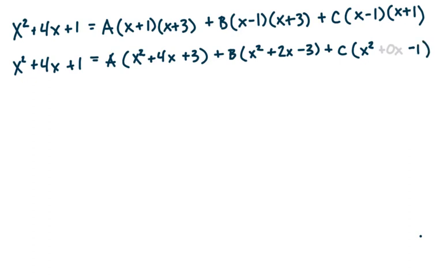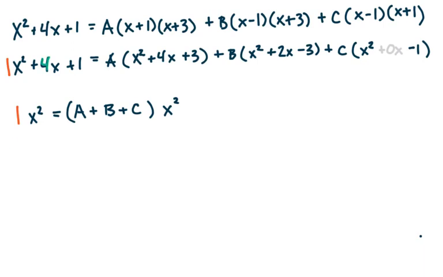So looking at my x squared term, I have 1 x squared. And how many x squareds do I have? I have a x squareds plus b x squareds plus c x squareds. So I have a plus b plus c x squared.